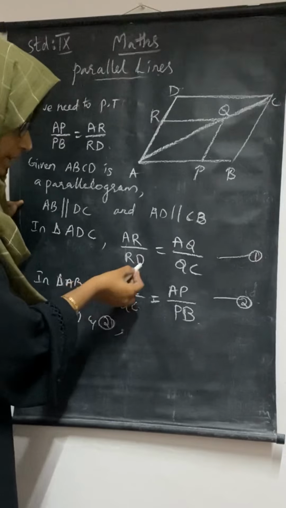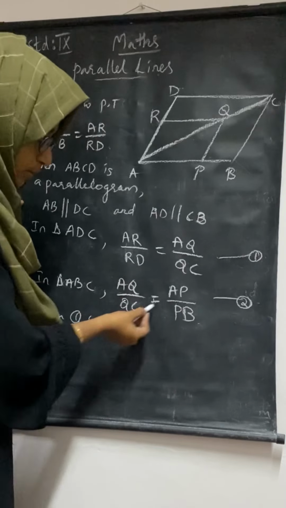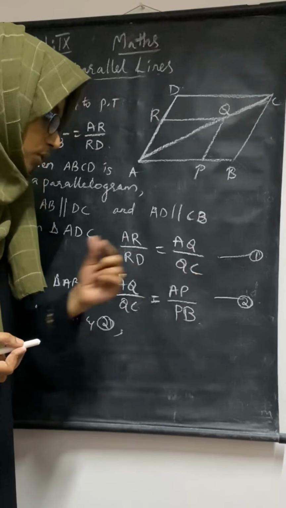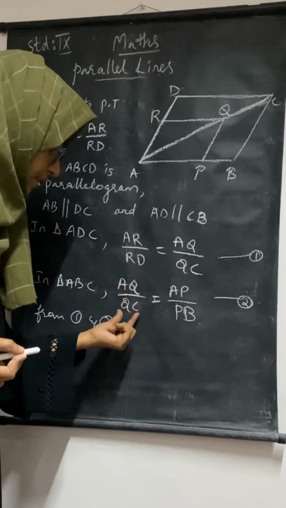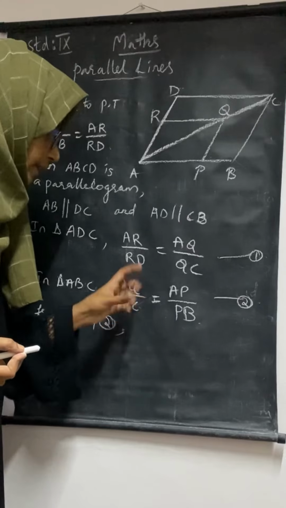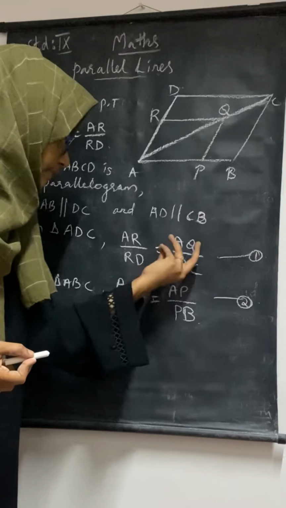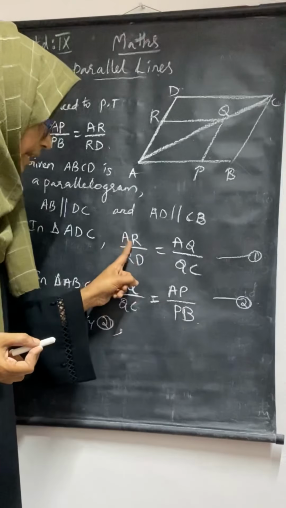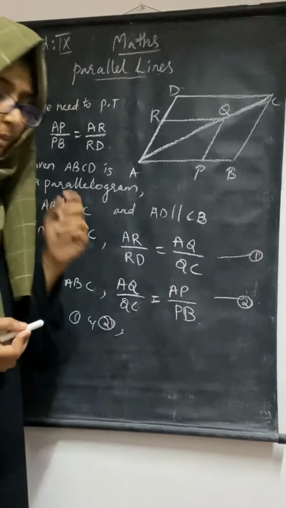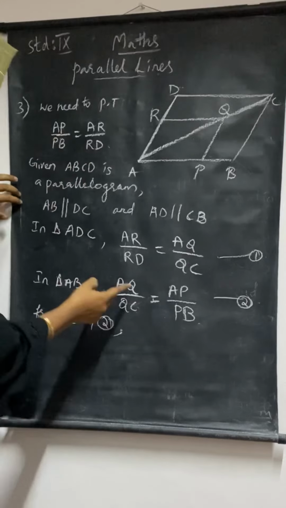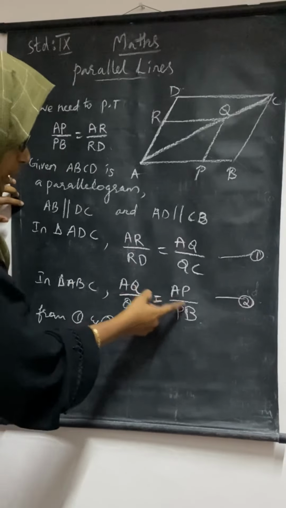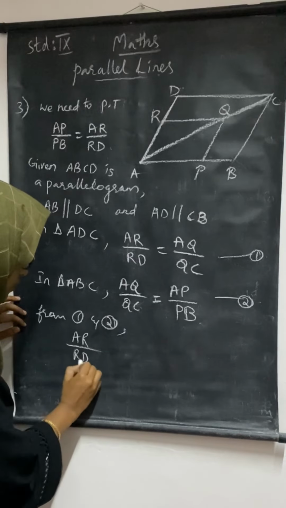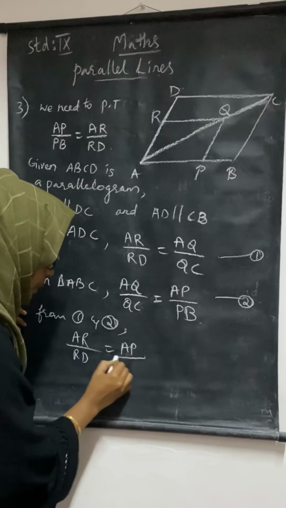Here you can see AR by RD is equal to AQ by QC, AQ by QC is equal to AP by PB. That means you can see AQ by QC here also, and the same thing here also. One value you have, the same value will be equal to this, and the same value will be equal to this, no? That means AR by RD should be equal to AP by PB, no? So that is your proof. AR by RD is equal to AP by PB.